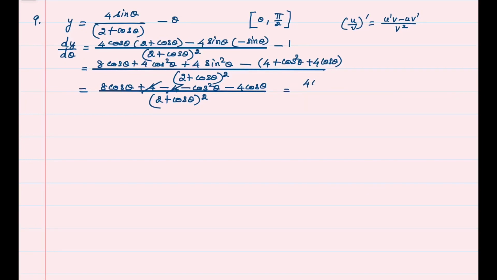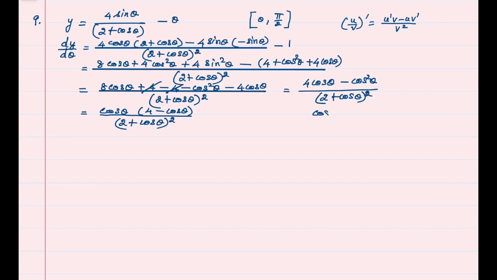We get 4 cos theta minus cos square theta divided by 2 plus cos theta the whole square. And in the numerator cos theta is common. We get 4 minus cos theta divided by 2 plus cos theta the whole square. Look at this dy by d theta term: cos theta times 4 minus cos theta divided by 2 plus cos theta the whole square.